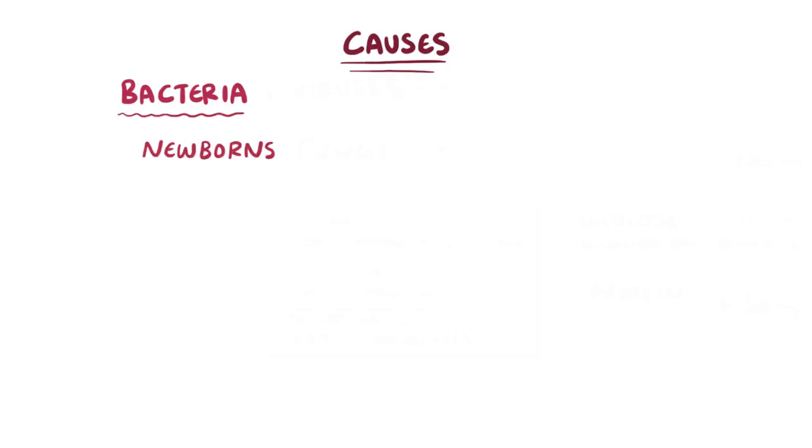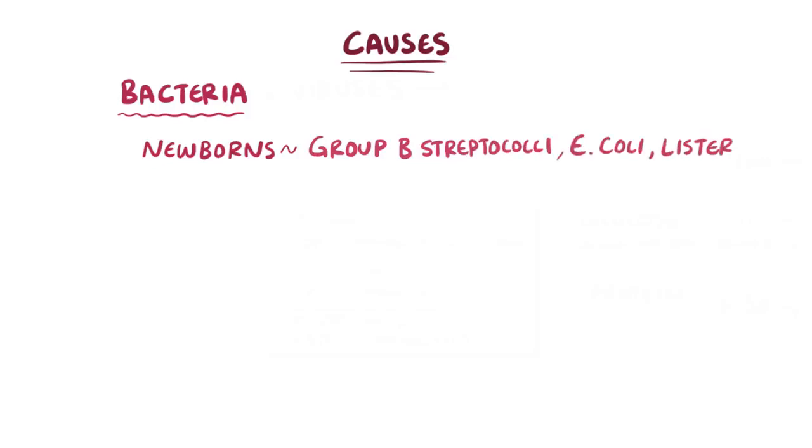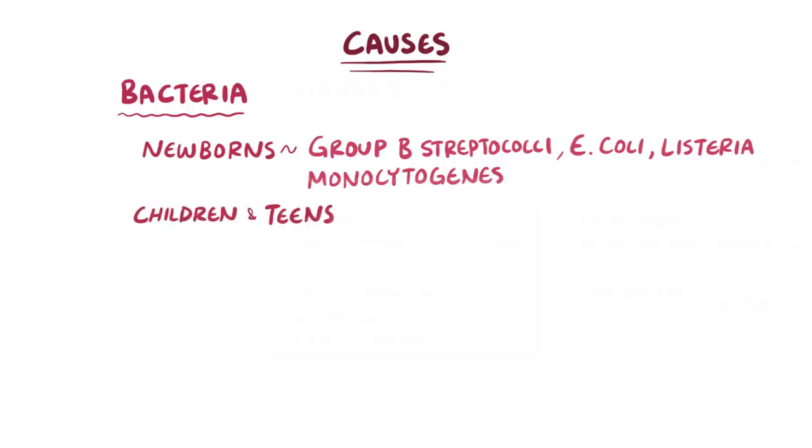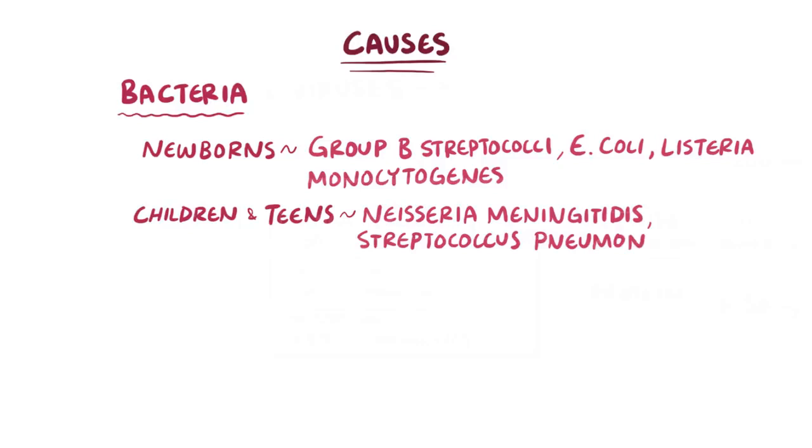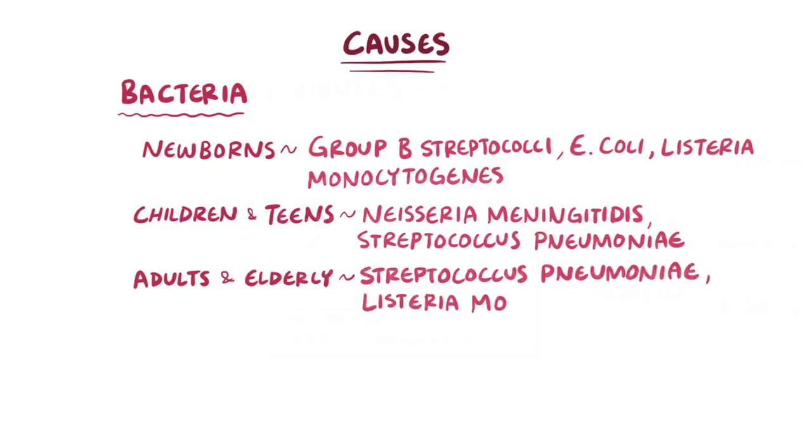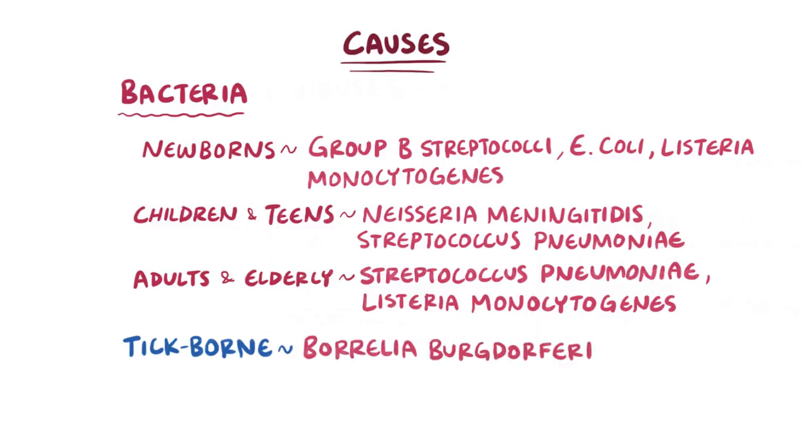In newborns, the most common causes are group B streptococci, E. coli, and Listeria monocytogenes. In children and teens, the most common causes are Neisseria meningitidis and Streptococcus pneumoniae. In adults and the elderly, the most common causes are Streptococcus pneumoniae and Listeria monocytogenes. There are also tick-borne causes of meningitis, like Borrelia burgdorferi bacteria, which is the cause of Lyme disease.